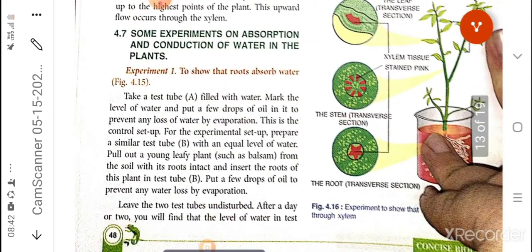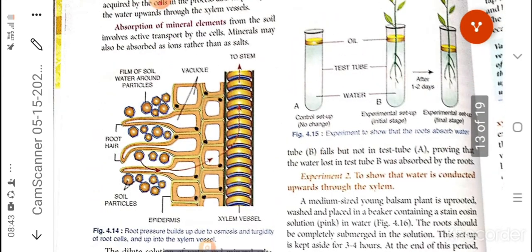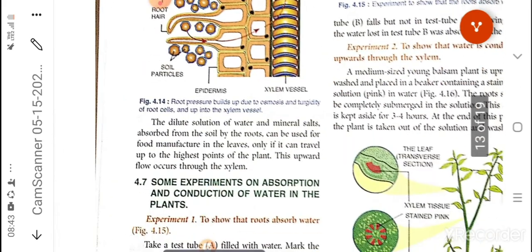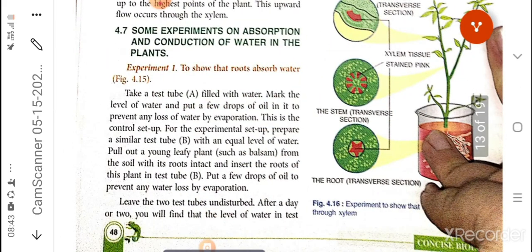Next, there are some experiments on absorption and conduction of water in plants. Let's see what these experiments are. The first experiment is to show that roots absorb water. We take two test tubes, fill both with water, and add a few drops of oil so that there is no loss of water by evaporation.